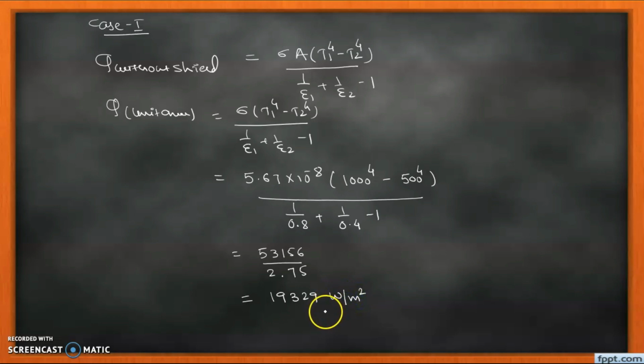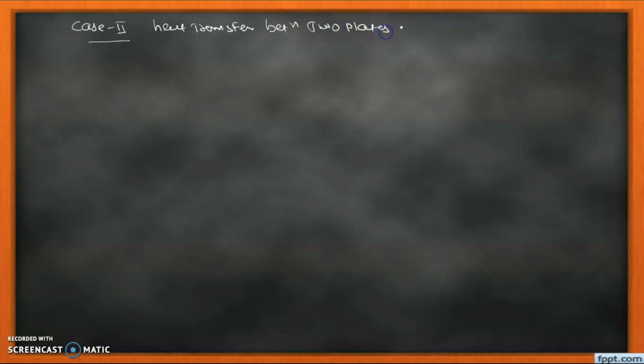That much amount of heat is transmitted between the plate 1 and 2 without shield. Now students, we are going to analyze the case 2 in which we are applying the shield between the two plates. So we know that the Q123 net equals Q223 net.